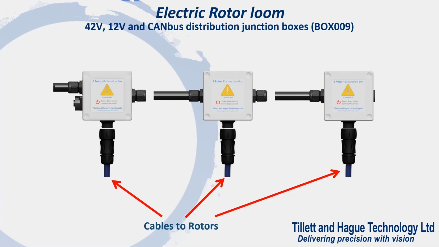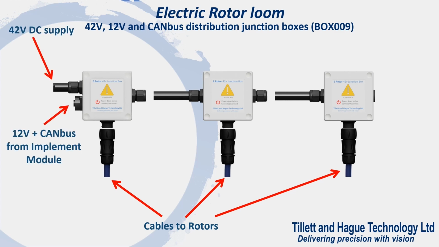Each rotor cable connects to a distribution box as shown here. These junction boxes provide 42 volt power from a 42 volt power pack, and 12 volt power and a CAN bus data connection from the implement module.